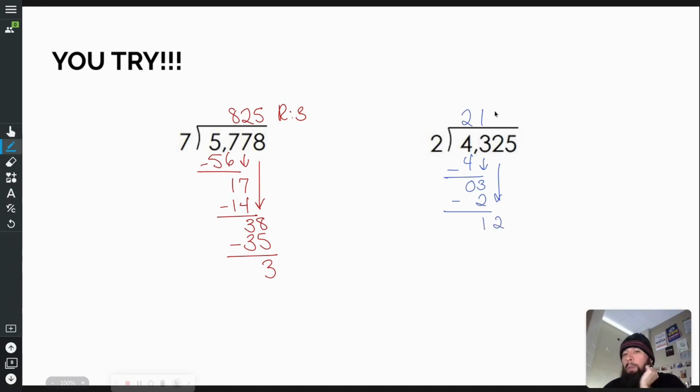2 times what is 12? 2 times 6 is 12. Exactly. Subtract them. 0. Drop down the 5. 2 times what is 5? Well, 2 times 2 is 4. Subtract them. You get 1. Nothing. So no more numbers to drop down. So the remainder is 1.